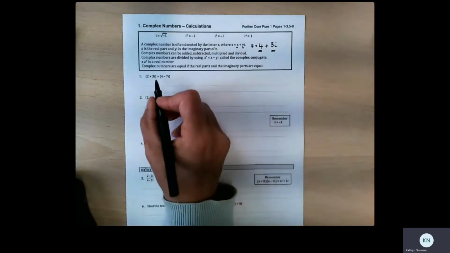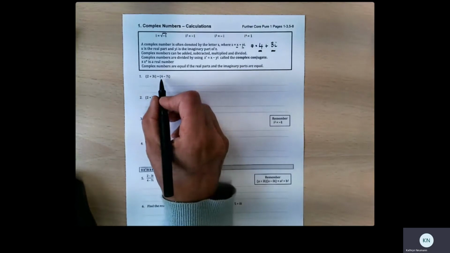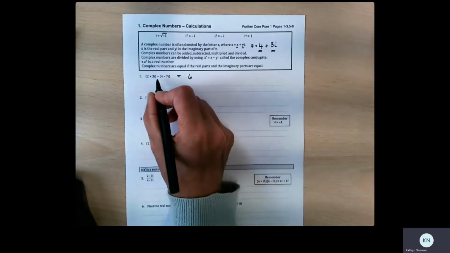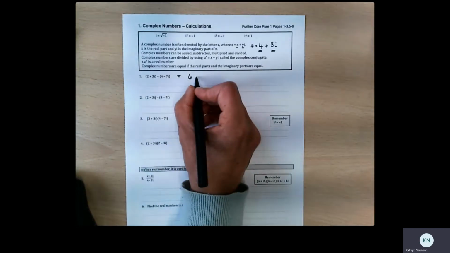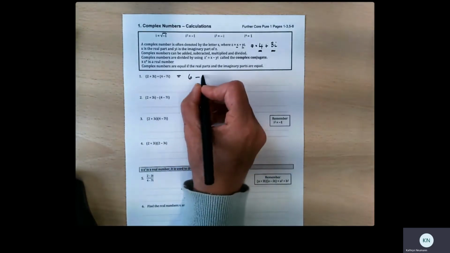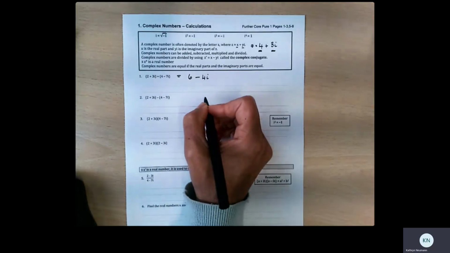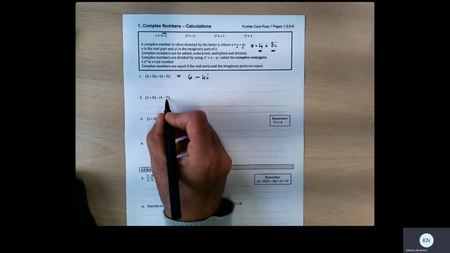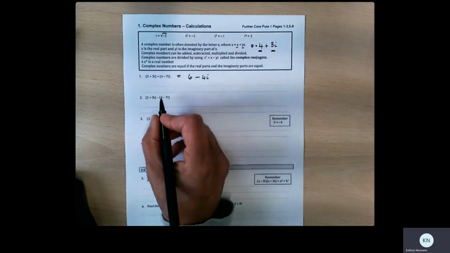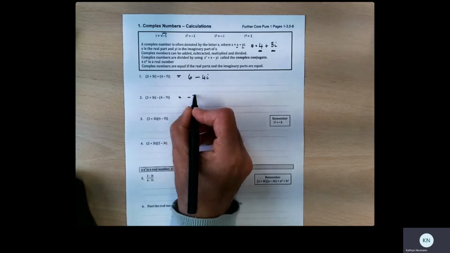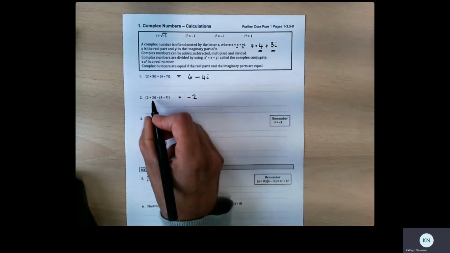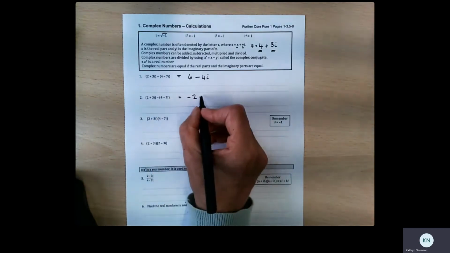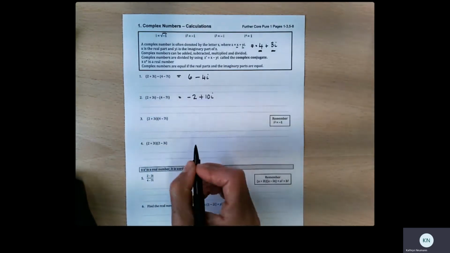So how do you add complex numbers? You simply add together the real parts and you add together the imaginary parts. So we've got 2 plus 4 is 6. And we've got 3i minus 7i is going to be minus 4i. And that's our answer there. Just be a little bit careful when you're subtracting, especially if there's a negative number of i's in the second number. So we've got 2 take away 4 is -2 for the real part. For the imaginary part, we've got 3 minus -7i, so that's going to be plus 10i.